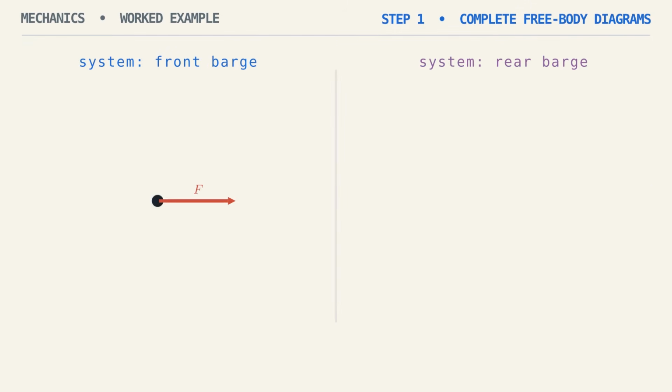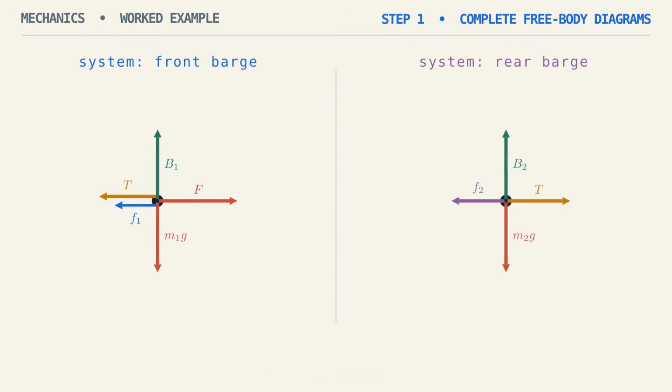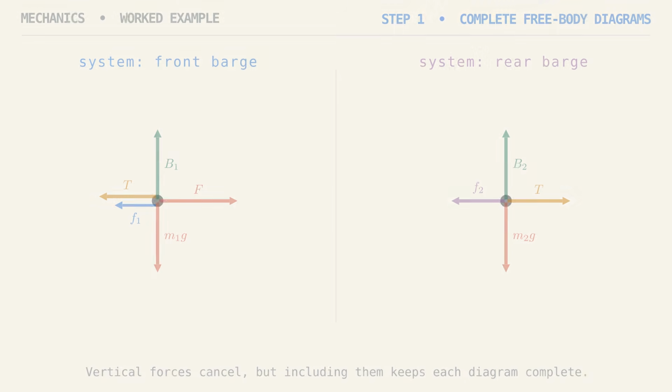Draw one free body diagram for each barge. On the front barge, the tugboat's applied force points right. Cable tension and water resistance both point left. The rear barge is pulled right by the cable tension and left by water resistance. Each barge also has weight downward and a buoyant force upward. Those vertical forces balance, but showing them makes the free body diagrams complete.